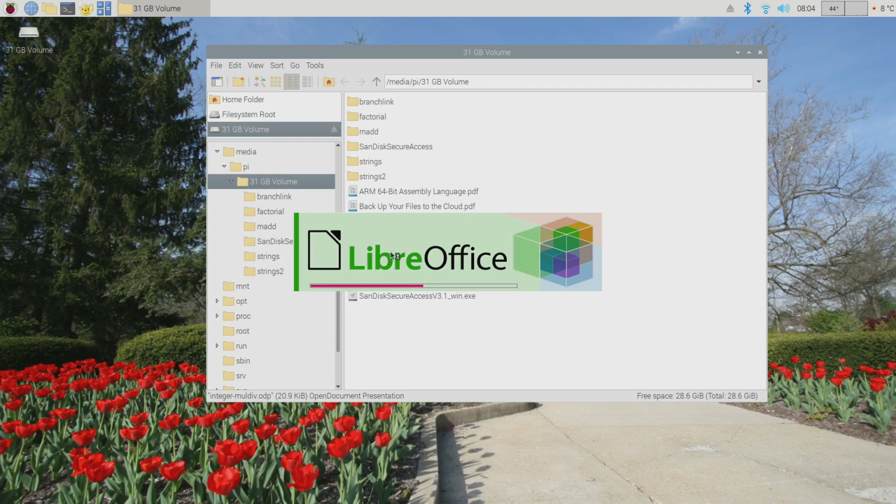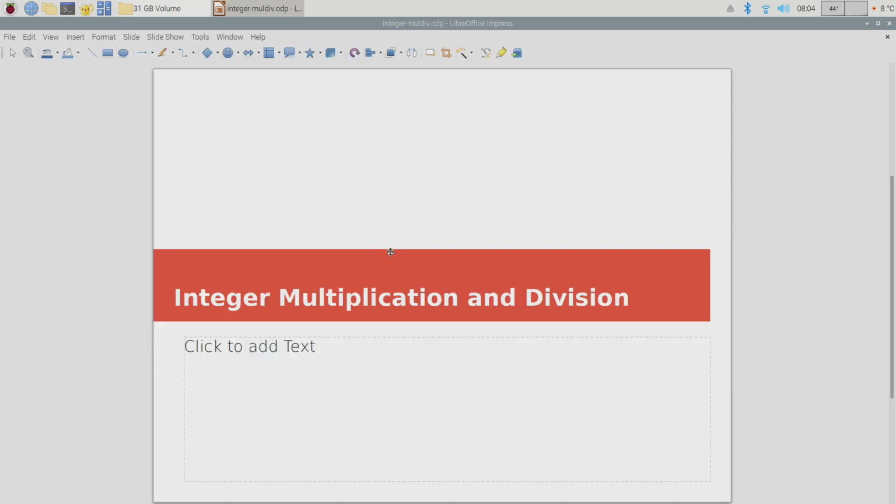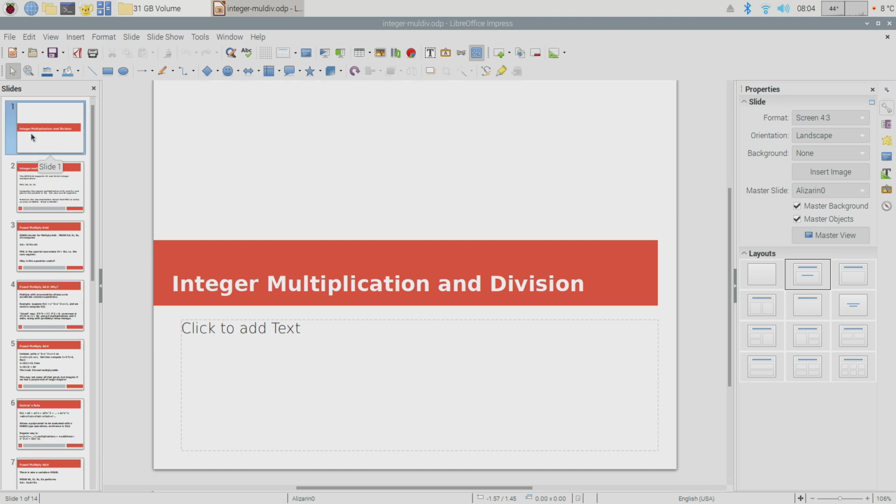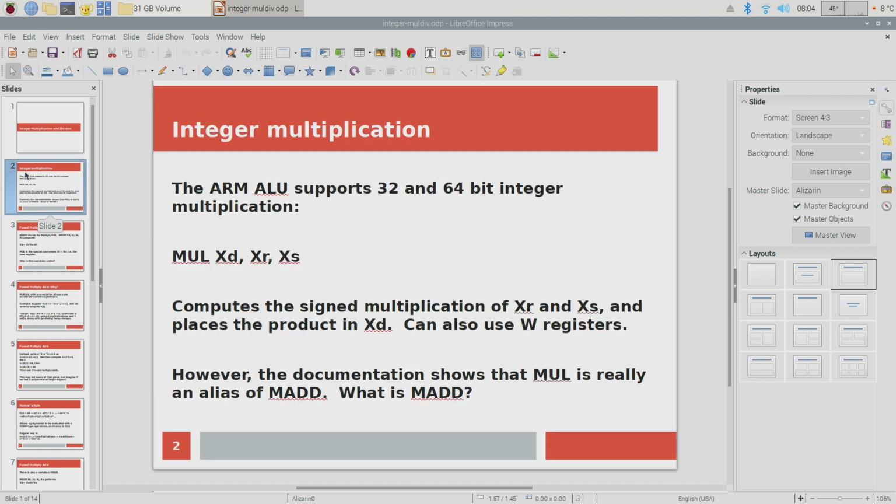Integer multiplication and division. All right, so this will work a lot like integer addition or subtraction, which shouldn't come as a huge shock. So the ALU that's in the processor, ALU stands for arithmetic and logic unit, right? So the thing that does all the math.